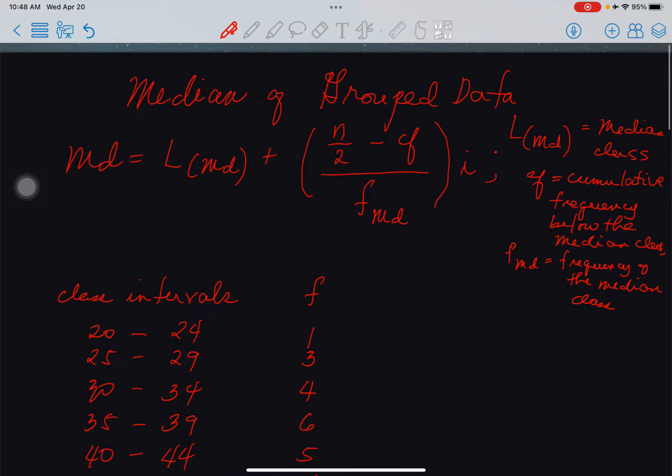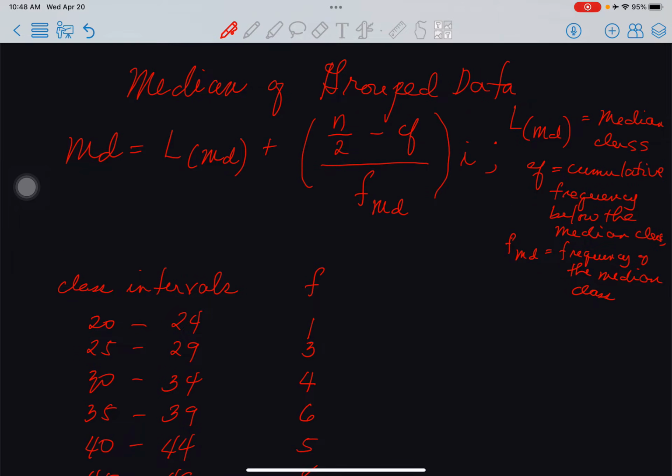Let's talk about the median of grouped data. Again, we have here the formula of the median for grouped data. Median equals the exact lower limit of the median class plus half of n minus the cumulative frequency below the median class, all over the frequency of the median class, multiplied by the class interval.